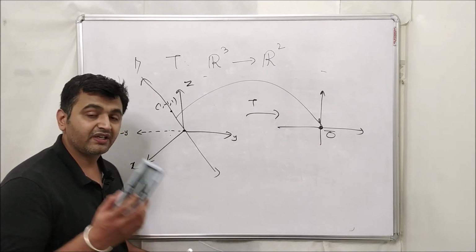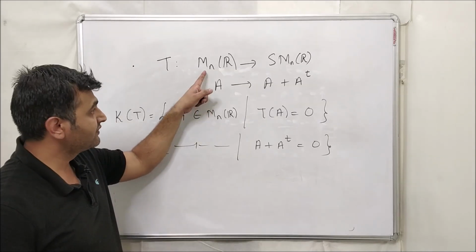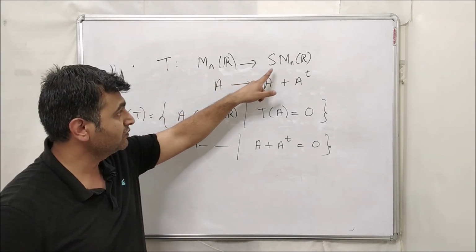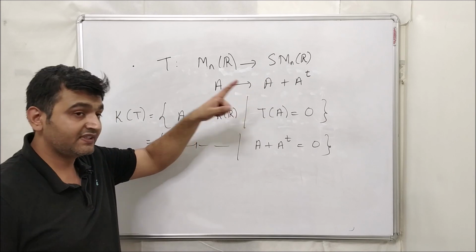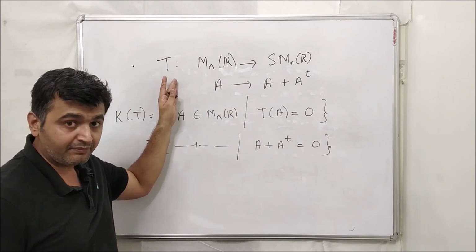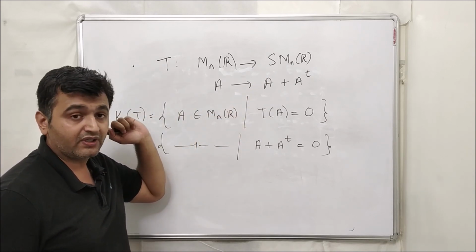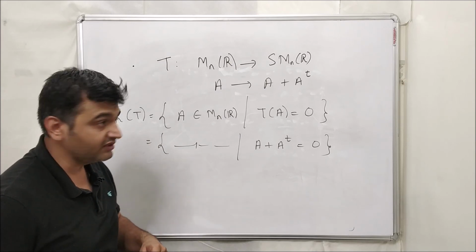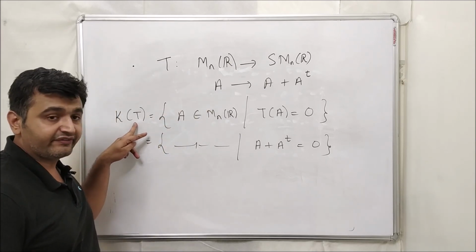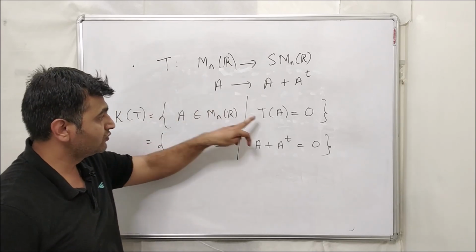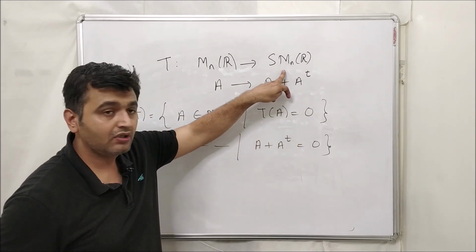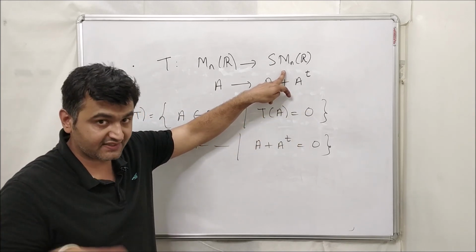Okay. Now let me take one last example. Suppose you have this function from matrices to symmetric matrices. We have seen in my previous lecture that this is a linear map. If you have not seen it, please have a look at that lecture. Link is there in the description. So I have to find the kernel. What is the definition? All points in my domain whose image is 0. What is 0? It's nothing but the 0 matrix.